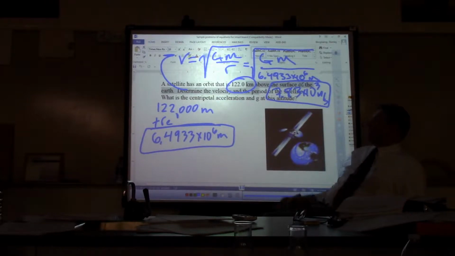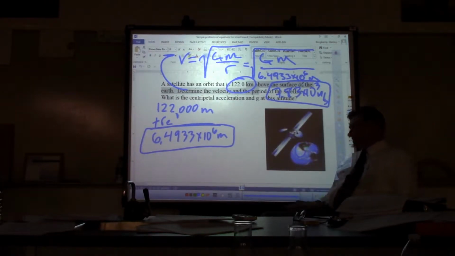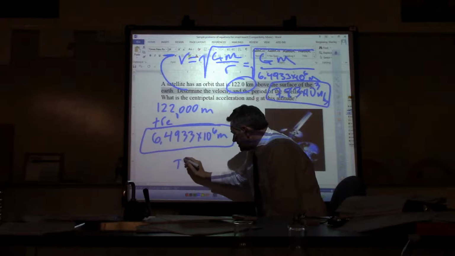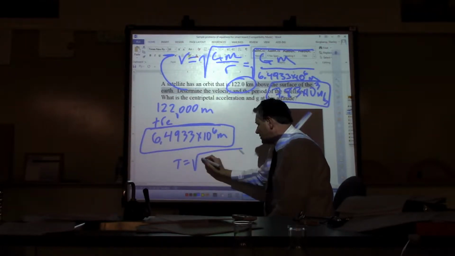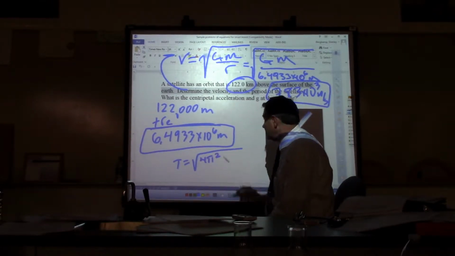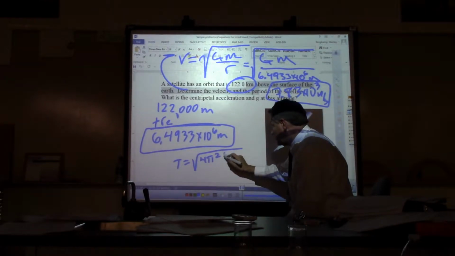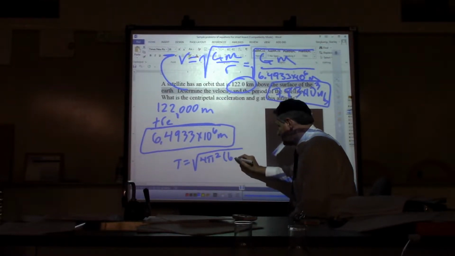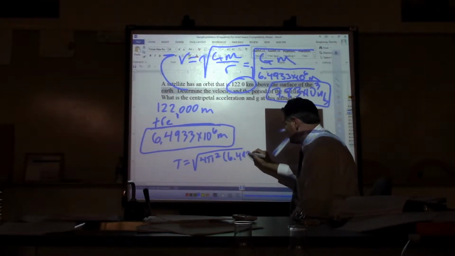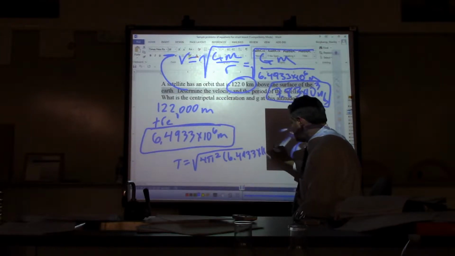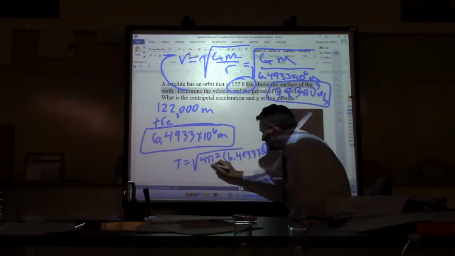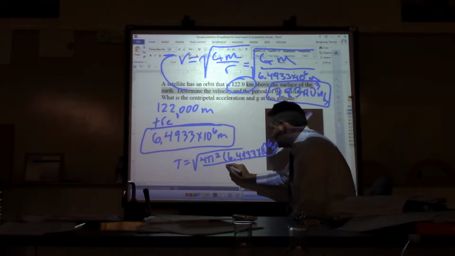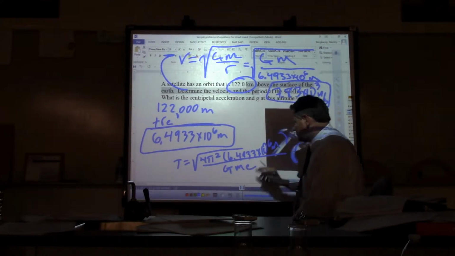Okay. Now, period of the satellite. Period is going to equal 4 pi squared r cubed. And again, here's my radius, 6.4933 times 10 to the 6th meters, divided by big G mass of the Earth.